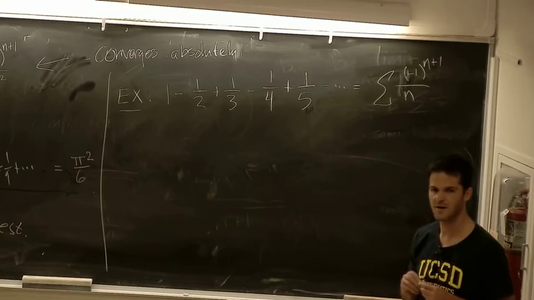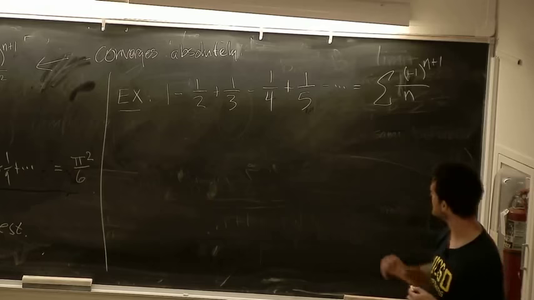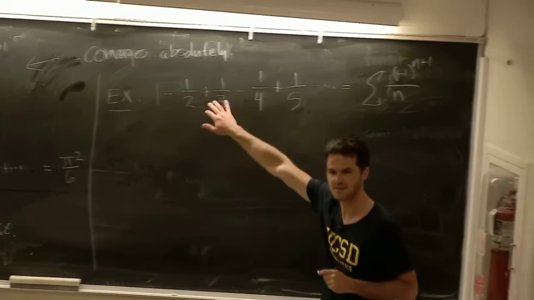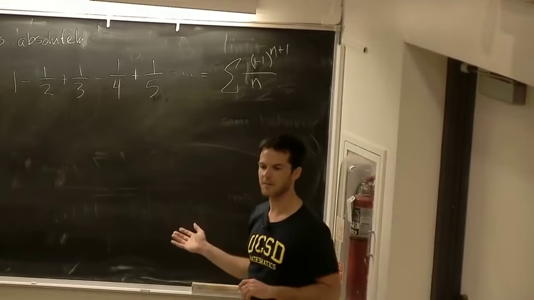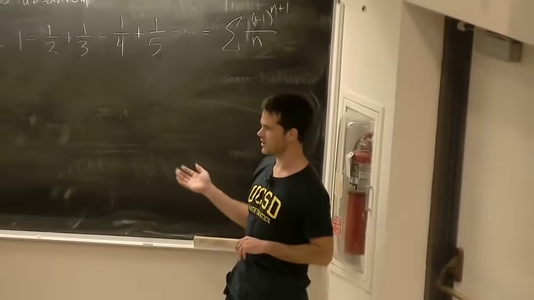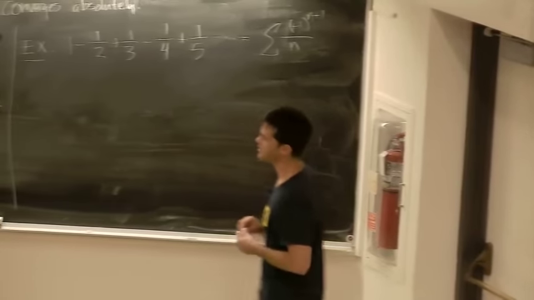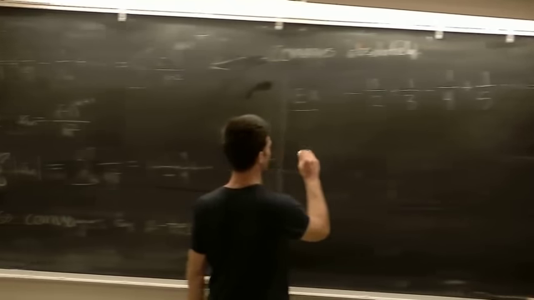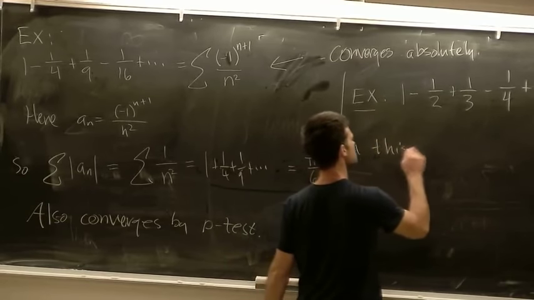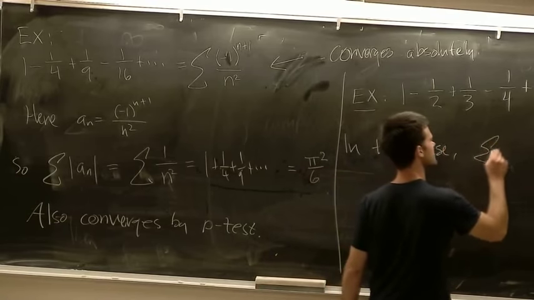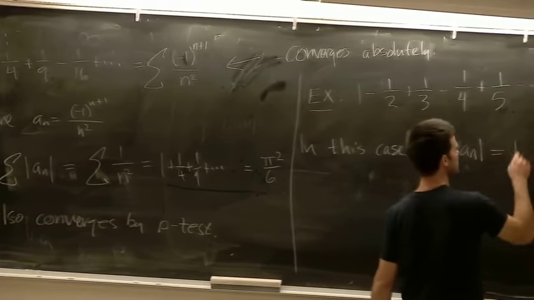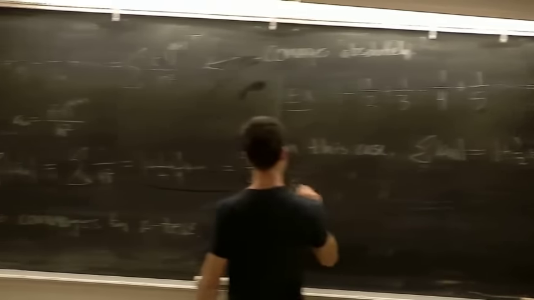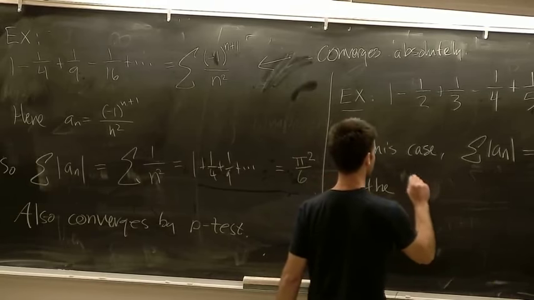Anyone? It does not. Because if you take the absolute value of every term, which basically just means get rid of all the minus signs, this is our well-known example of the harmonic series, which, as we've been discussing today and previously, diverges. So in this case, the sum of the absolute values is 1 plus 1/2 plus 1/3, the diverging harmonic series.